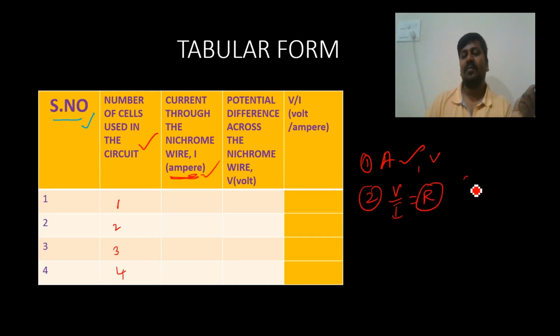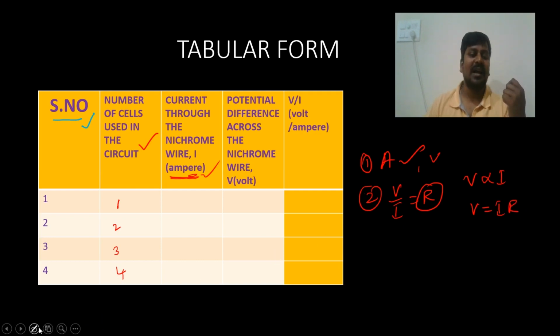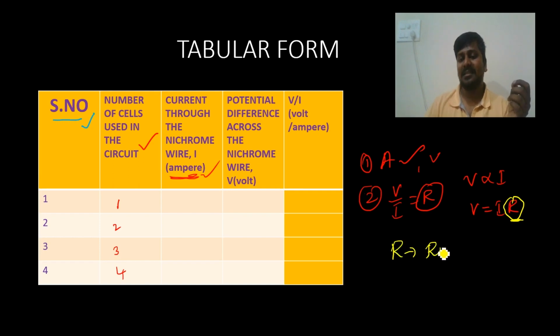So we know the potential difference V across a given metallic wire is directly proportional to the current flowing through it. V is directly proportional to I, so V equals IR. So what is R? R is a proportionality constant. That is nothing but resistance.